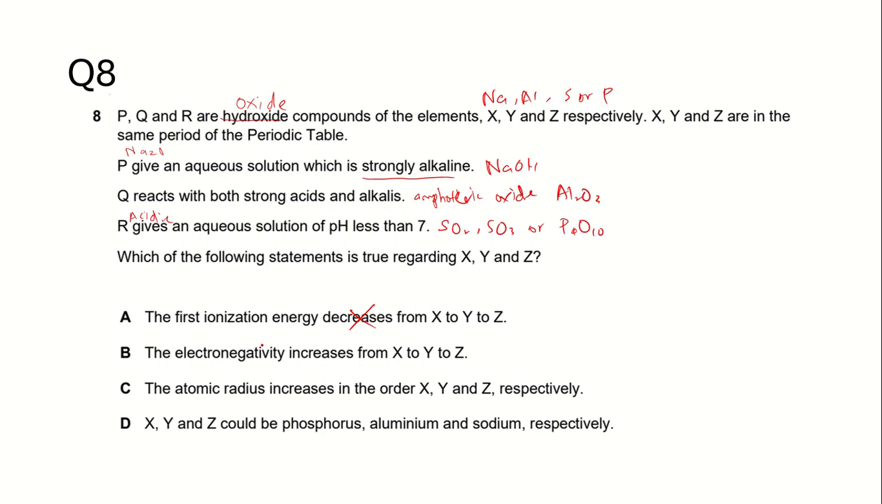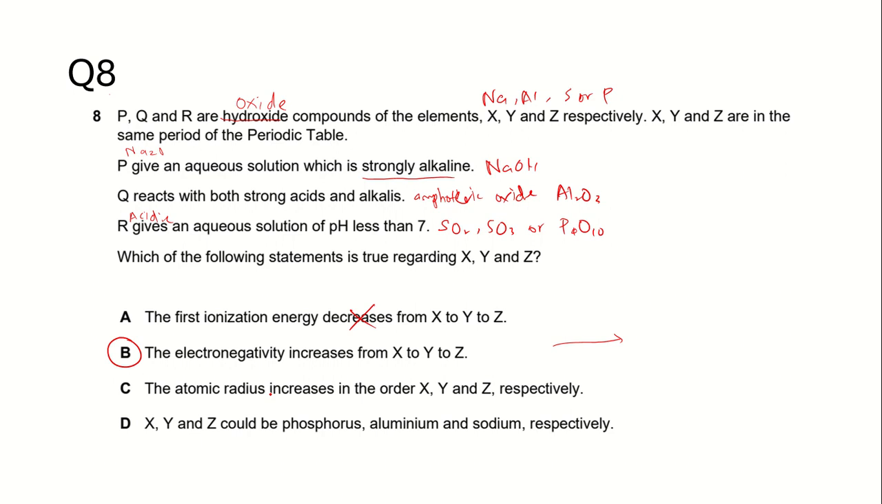B: electronegativity increases from X to Y to Z. Yeah, across a period, whichever period in the periodic table, electronegativity will always increase. How I remember this trend is I always remember group 17 has the highest electronegativity compared to all the other elements in the period. Group 17 is on the right hand side of the periodic table. So electronegativity increases for all periods. So B is correct. Our answer should be B. Now let's look at why C and D are not correct.